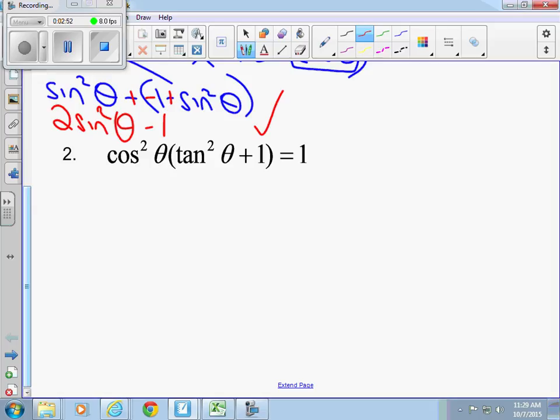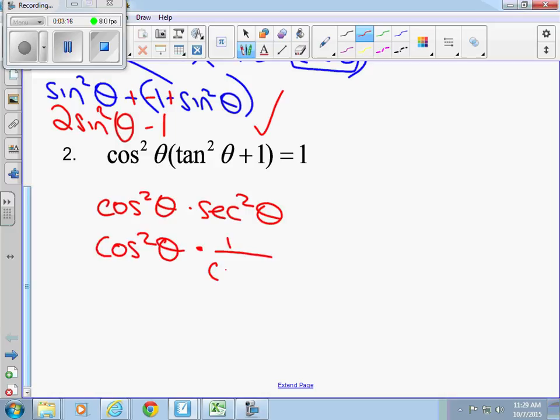Now, if you didn't have those memorized, that would be really hard to pick out. But she just immediately said, hey, tangent squared plus 1 is secant squared. So again, having those memorized really helps you get that what-do-I-do-next thought process. So I get cosine squared of theta times secant squared of theta. They cancel out. Secant is 1 over cosine, right?